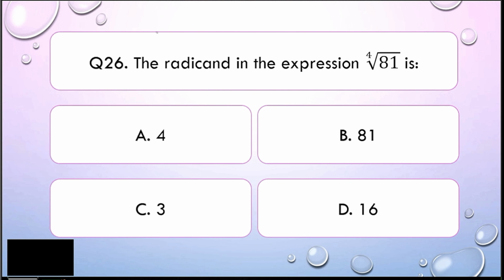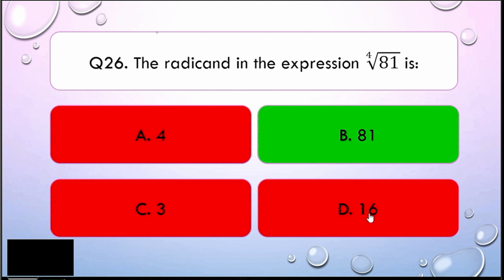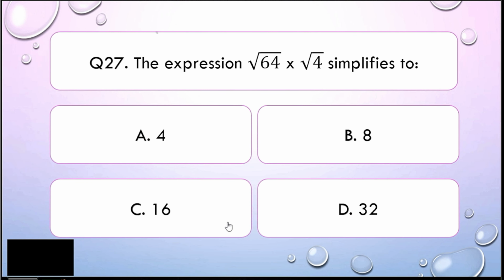Alright, math learners, we have already talked earlier about the parts of a radical expression. In terms of the parts of the radical expression, the radicand is the number inside the radical sign. So if this is your radical sign, the number or expression inside is known as the radicand. Therefore, the correct answer is letter B. Easy, right? Very easy, my dear math learners. So now let us go to question number 27. The expression square root of 64 times square root of 4 simplifies to, is it A, 4, B, 8, C, 16, or D, 32? I'll give you 5 seconds to think about your answer.